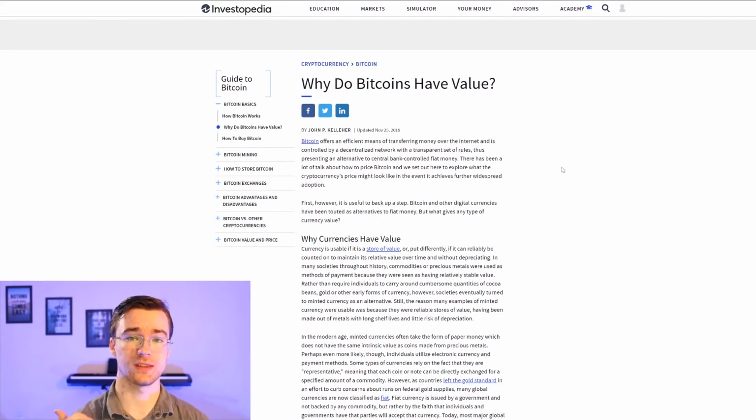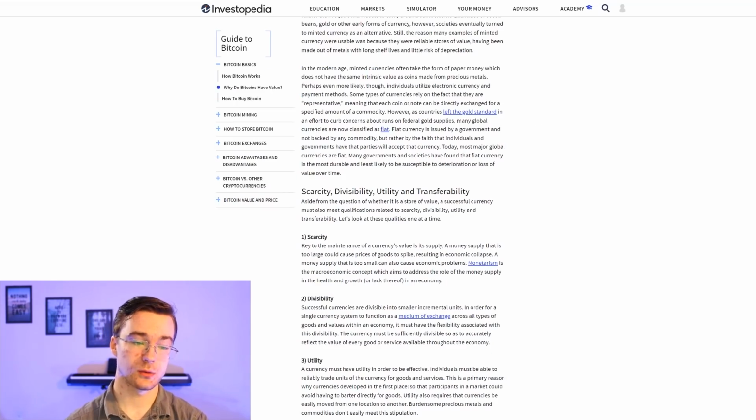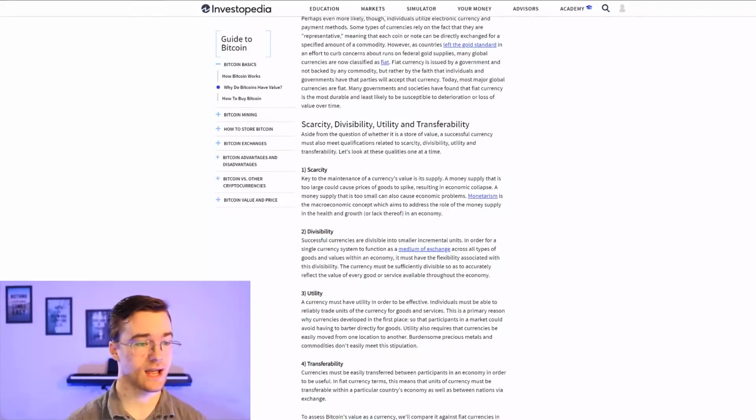You should read every single word of this. It's fantastic. Why do Bitcoins have value? Investopedia and many economists will break down a currency's value into 4 different categories: scarcity, divisibility, utility, and transferability.